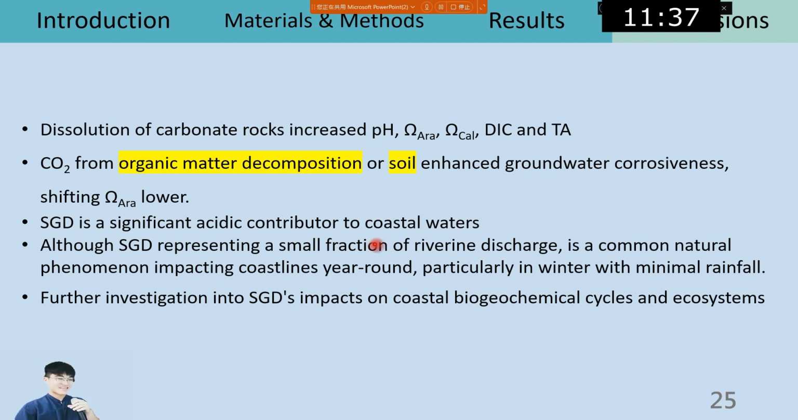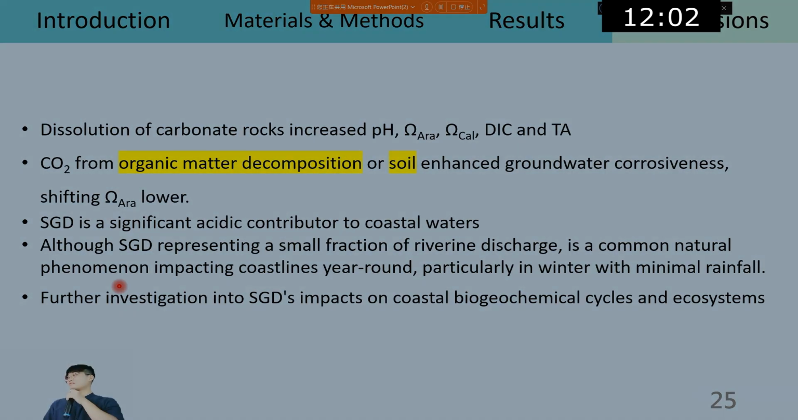And next, although SGD represents a small fraction of river discharge, it is a really common natural phenomenon, and it will impact the coastline all year around, especially in the dry season. And we need to investigate SGD more to know the impacts. Thank you.